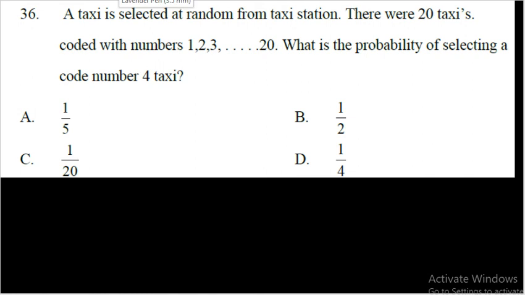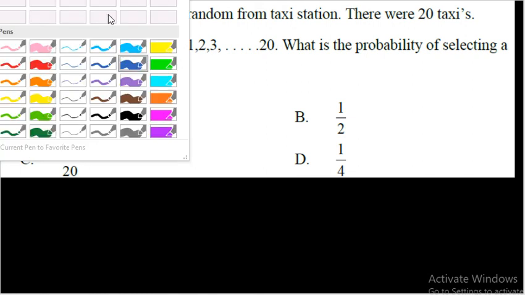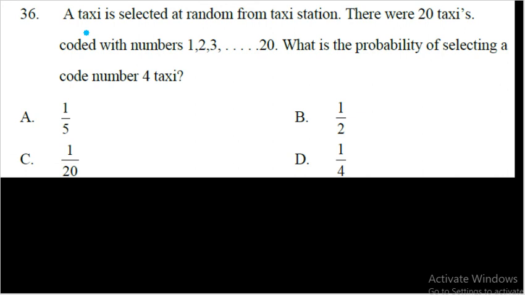Okay, the next question, here it is. It says a taxi is selected at random from a taxi station. There were 20 taxis coded with numbers 1, 2, 3 until 20. What is the probability of selecting a code number 4 taxi?